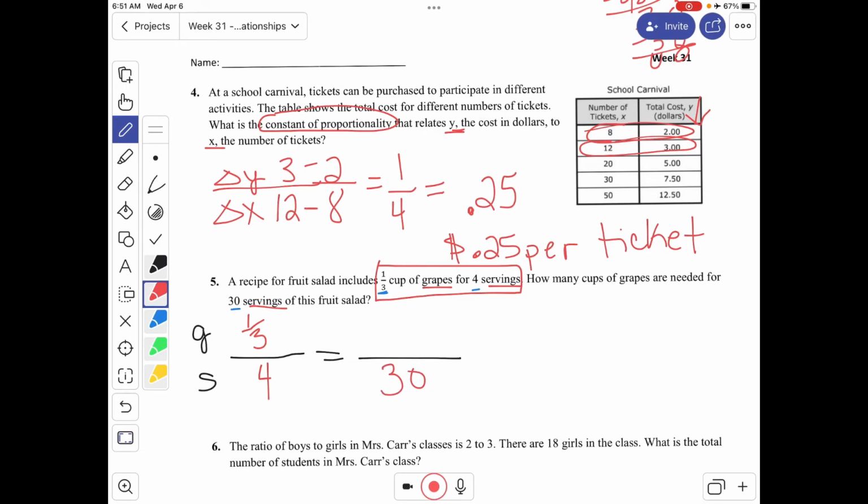Servings has to line up next to each other. Well, there's no relationship. I could not multiply 4 times something and get 30. So I'm going to have to cross multiply. 1/3 times 30. Well, anytime you're multiplying times something with a 1 on the top, you're really just dividing. 1/3 times 30.